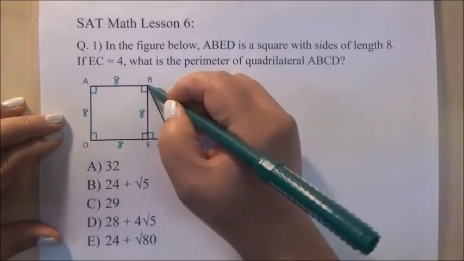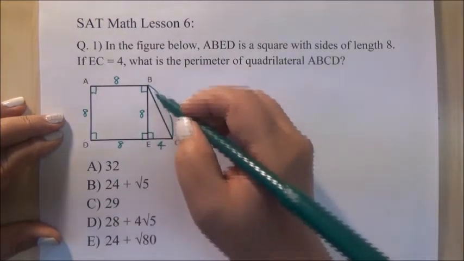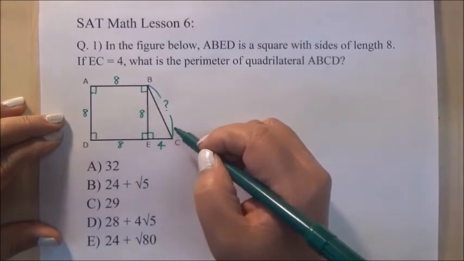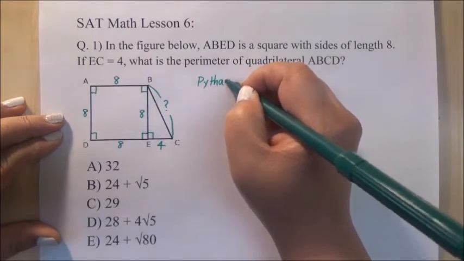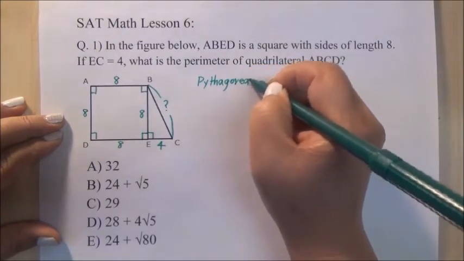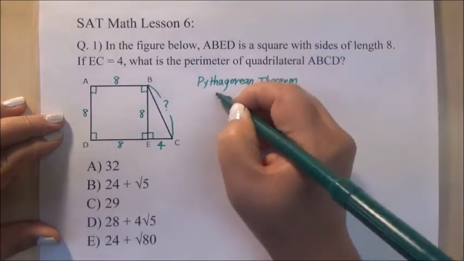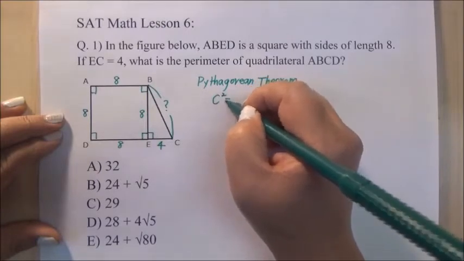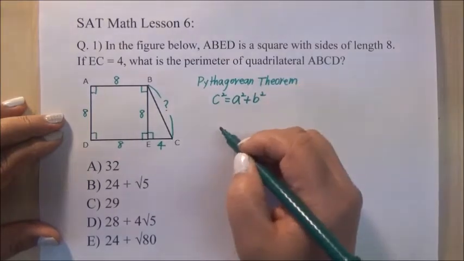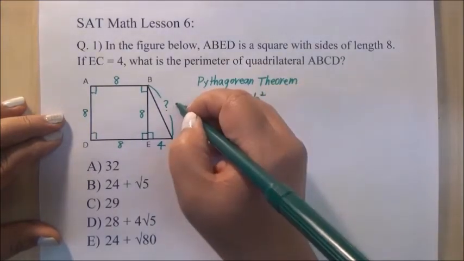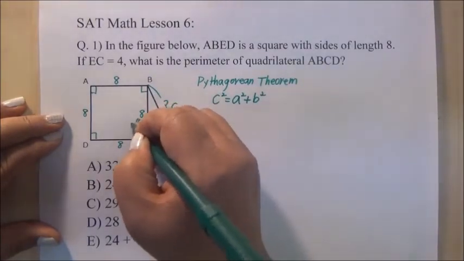So now we see triangle BCE is a right triangle. So we want to find BC and we can use the Pythagorean theorem. The Pythagorean theorem is c squared is equal to a squared plus b squared. So c is always the hypotenuse, which is BC this time. And then we can say this is a and this is b.